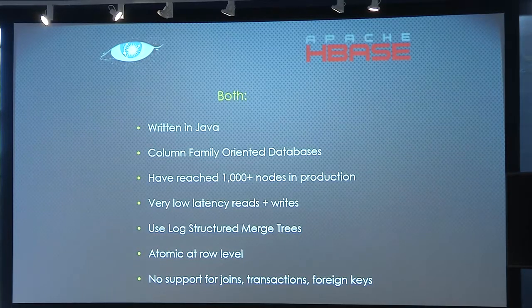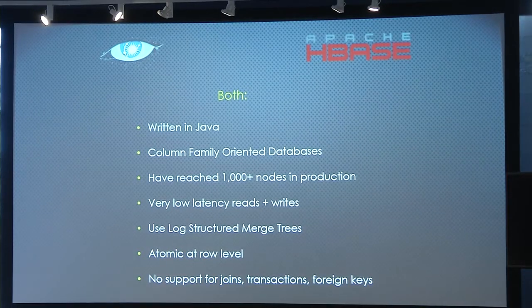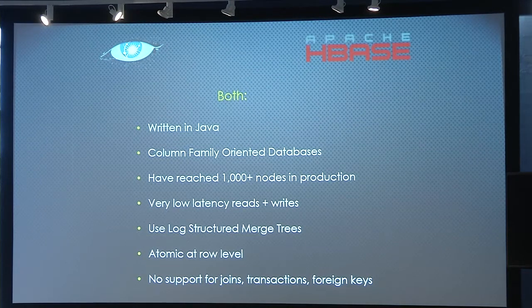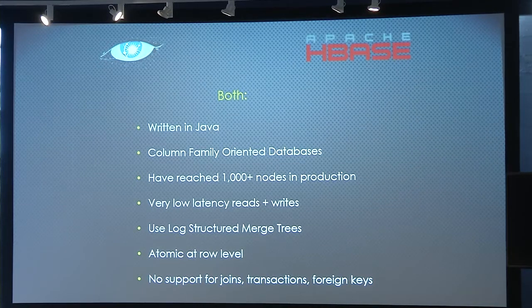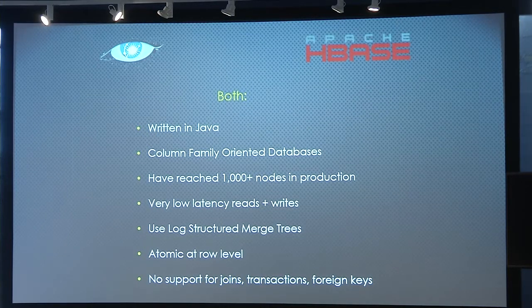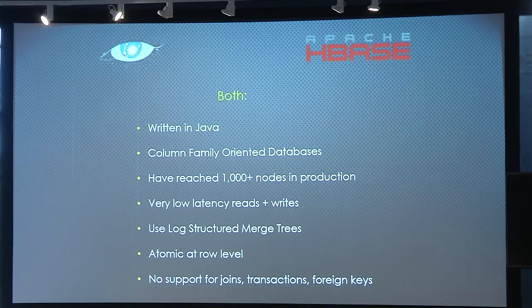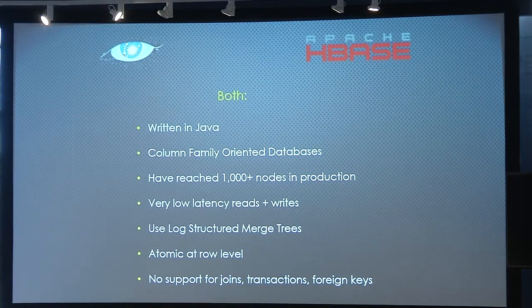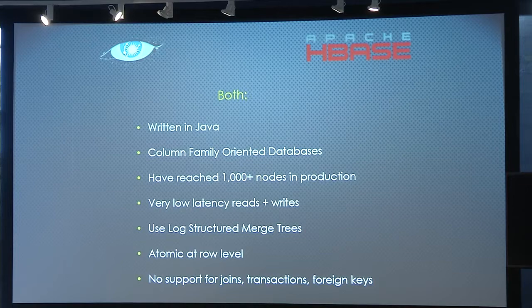Both Cassandra and HBase are written in Java. They're column-oriented databases. They've been proven to scale to more than 1,000 nodes in production. They have very low latency reads and writes, meaning probably under 100 millisecond reads and writes. They use an idea called log-structured merge trees, which I'll talk about in a minute. And they're atomic at the row level, so you cannot lock two rows and shuffle data around. You can only lock one row. If you want to lock two rows, you'll have to do it on the application side and then release the lock there. There's no support for joins, transactions, or foreign keys in both of these databases.